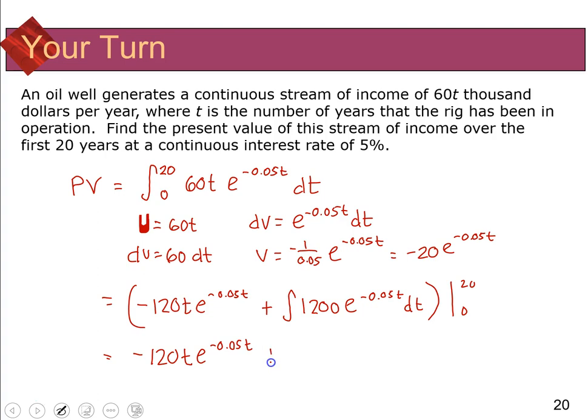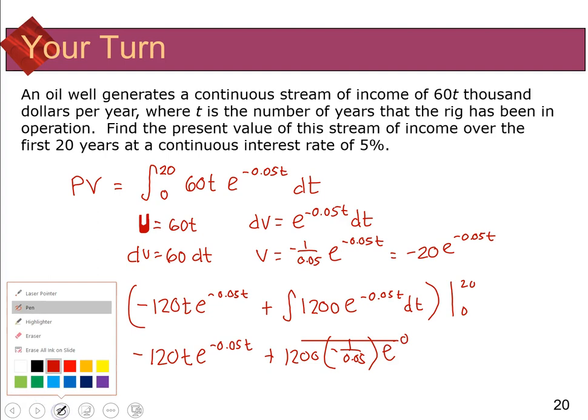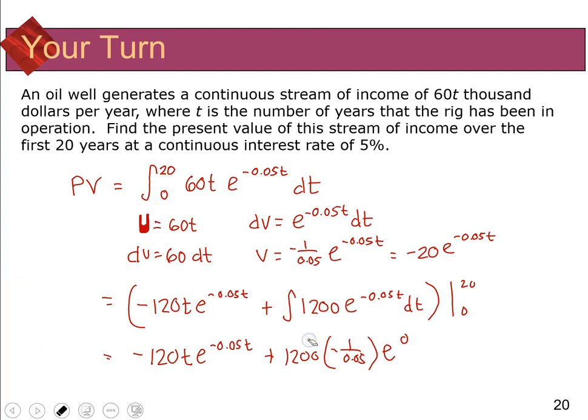I'm going to have plus 1200 times negative 1 over 0.05 e to the negative 0.05 t. And this whole thing evaluated from 0 to 20.